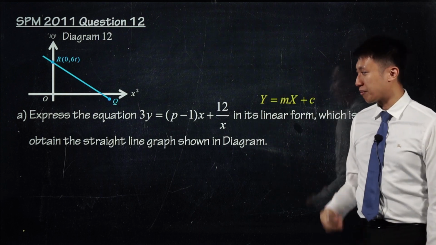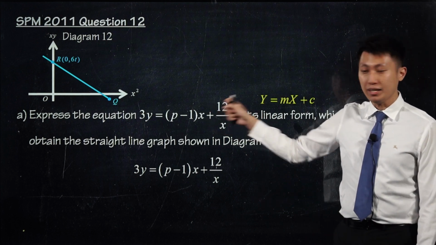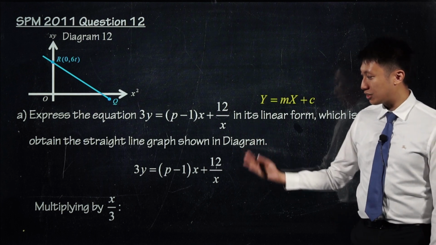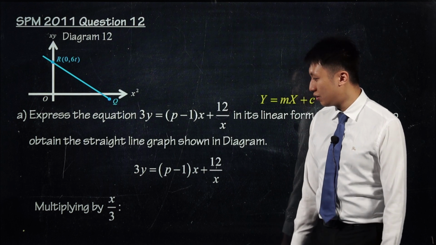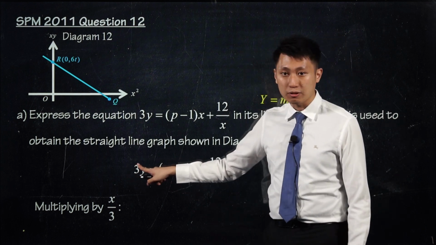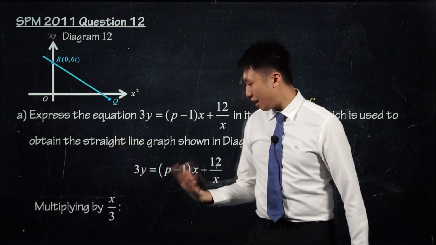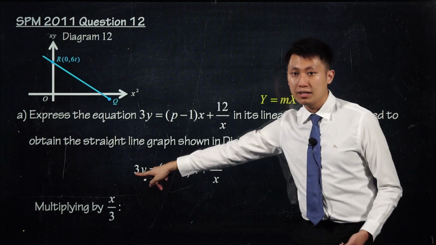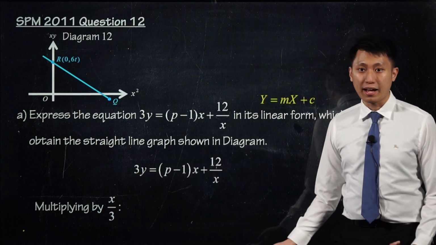Okay, SPM. First of all, you use the equation that is given. Then you multiply by x over 3. Why multiply by x over 3? Because you want this one to be xy instead of 3y. How to make it xy? I have to divide by 3 first, then multiply by x. Divide by 3 and multiply by x means multiply by x over 3.